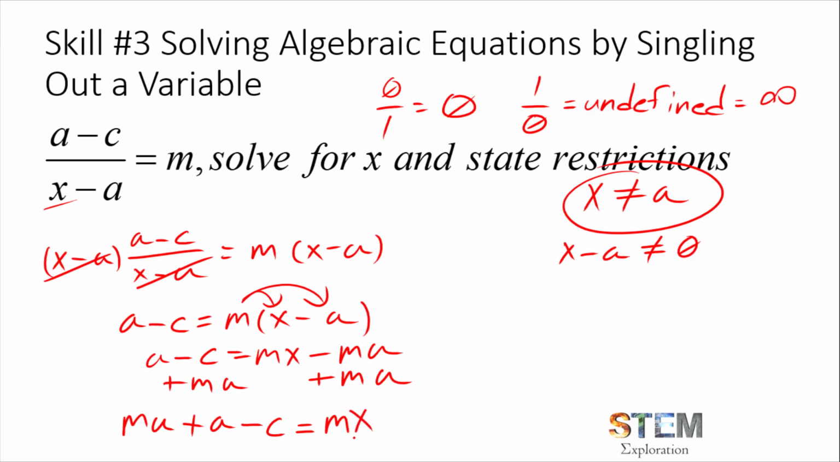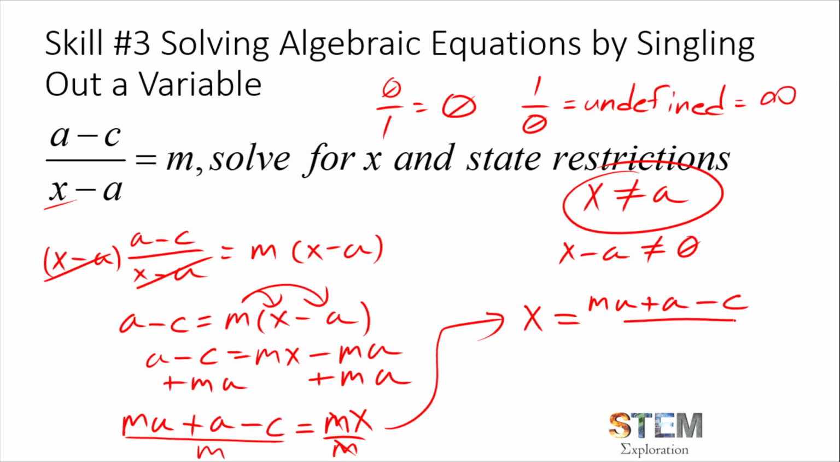And now all we have to do is divide both sides by m, and then we'll see that the m's cancel here, and we'll get our final answer of x being equal to ma plus a minus c, all over m.